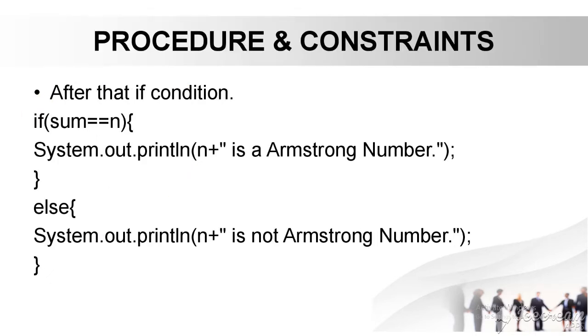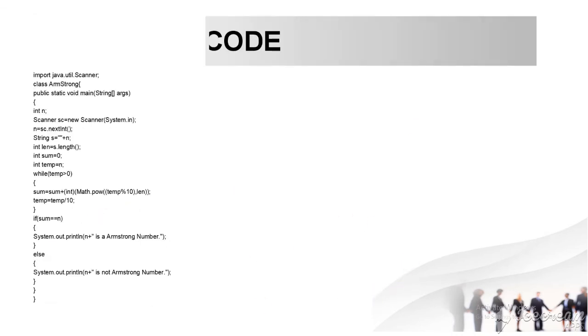After that we need to check whether the sum is equal to the input or not. If it is equal, we are going to say it is an Armstrong number, or else we are saying that it is not an Armstrong number. Now here is the total code. Now we will execute it.